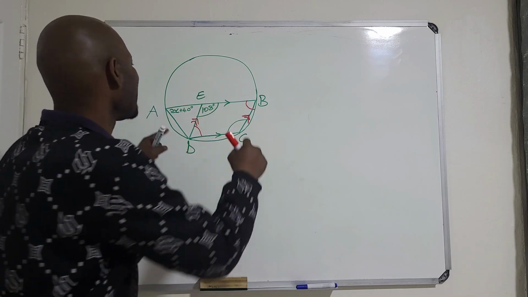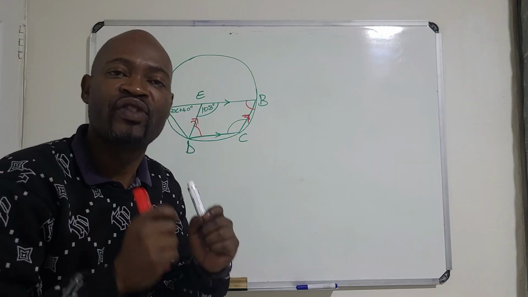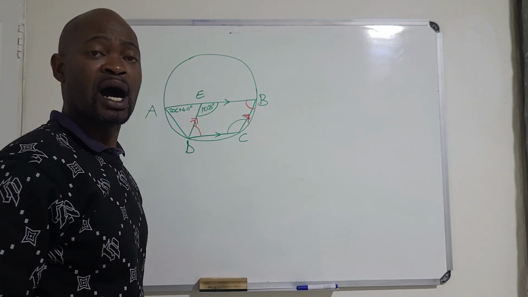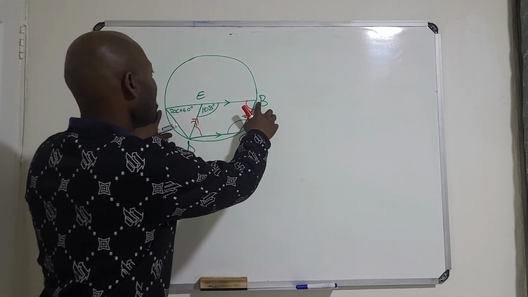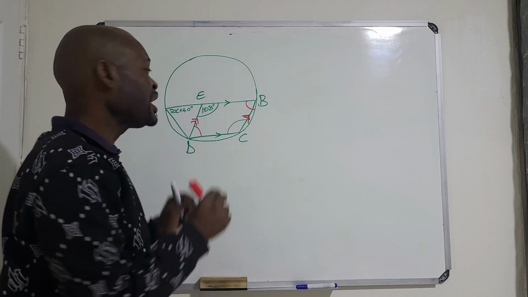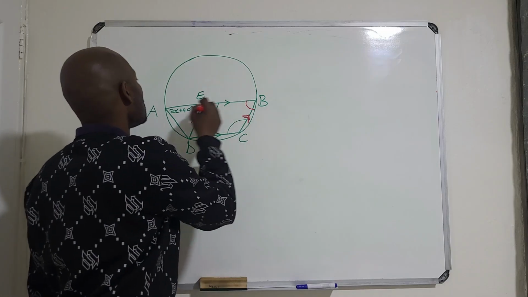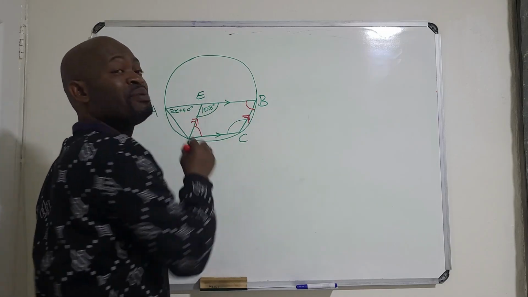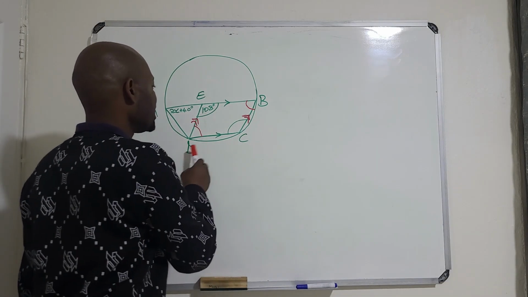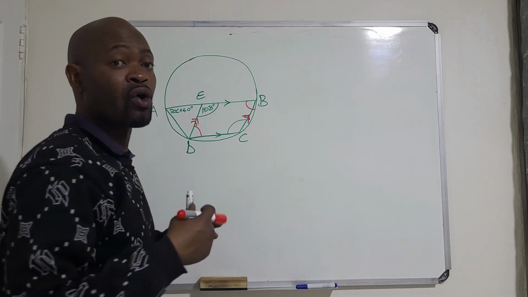Therefore, it means that the endpoints of the chords are on the circumference. Because if you are a chord, it means that your endpoints are at the circumference. Endpoints for this chord DC are at the circumference. Therefore, any four-sided figure will be a cyclic quadrilateral. It means that ADCB are cyclic, or they are concyclic.